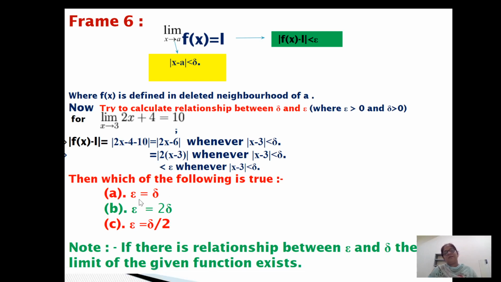There are so many possibilities. You can say, ma'am, you have made epsilon equal to delta. No. Here it is twice of x minus 3, here it is x minus 3. Here you are taking modulus of x minus 3 less than delta. So the relationship is: epsilon is equal to twice of delta. When you do twice of this, then it will become epsilon. Hence there is a relationship between epsilon and delta. So the given function 2x plus 4 tends to 10 whenever x tends to 3.